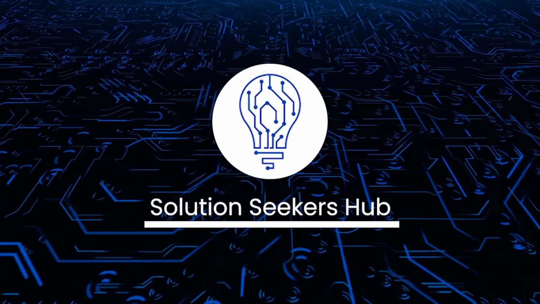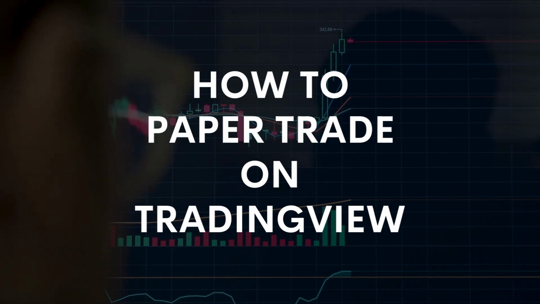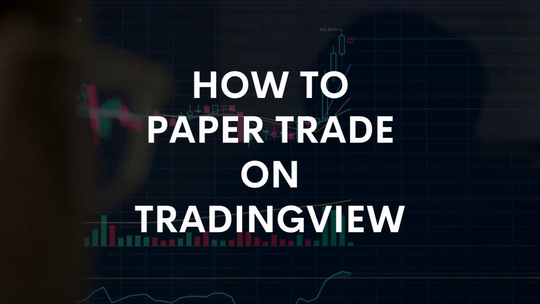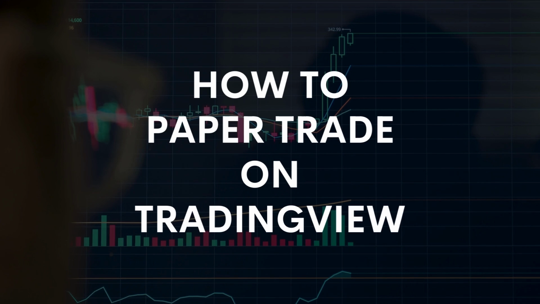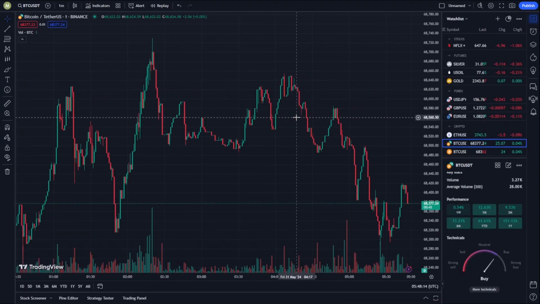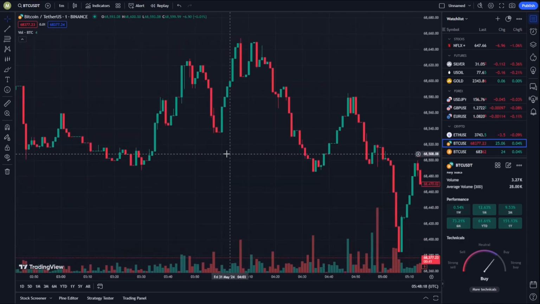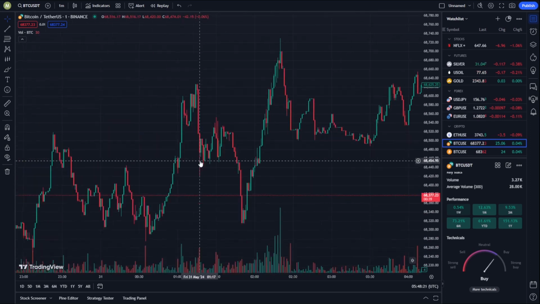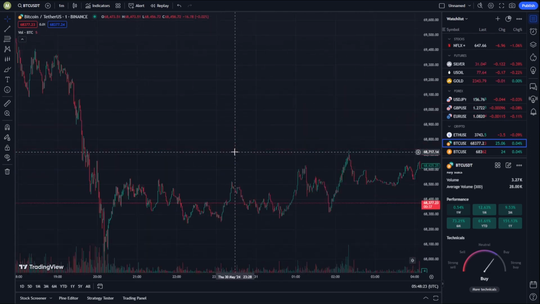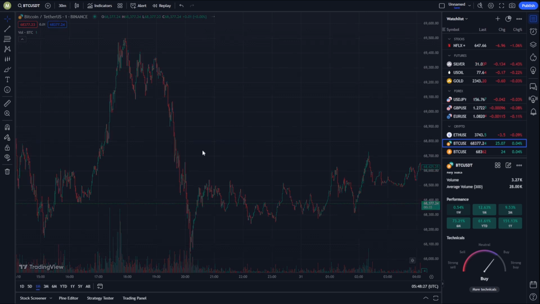And for today, we are going to talk about how to paper trade on TradingView. Paper trading is a valuable tool for aspiring traders to practice their strategies and skills without risking real capital. TradingView offers a user-friendly paper trading platform that closely simulates real market conditions, allowing traders to test their ideas and refine their approach before venturing into live trading.